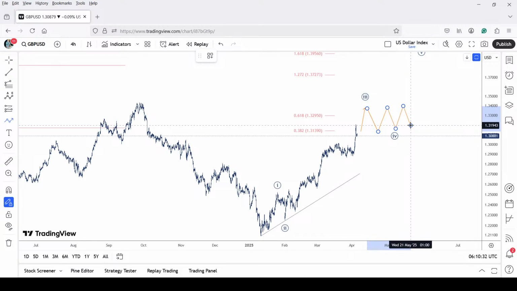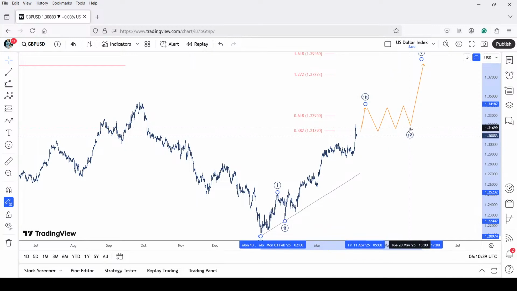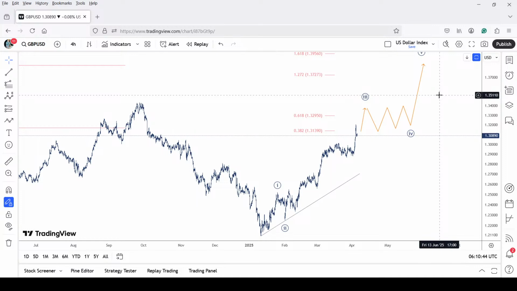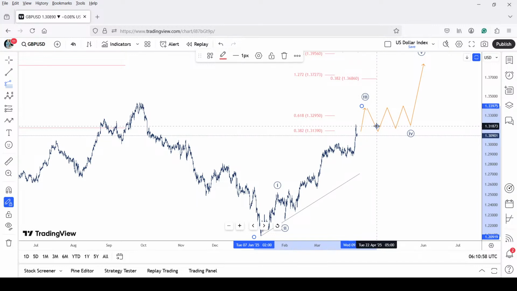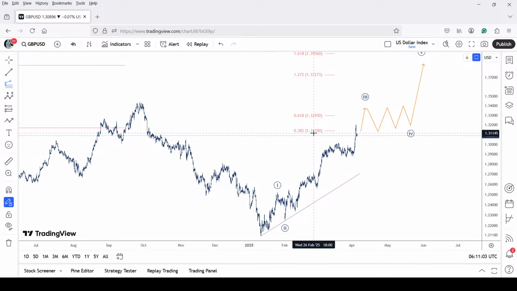It could be a contracting triangle or an expanded flat structure as well. Here I've tried to produce a sort of a triangle pattern, and then the rally should continue. If we try and take a hypothetical extension, yeah, it is moving all the way around 1.39 handle. All right, so it won't be too far.